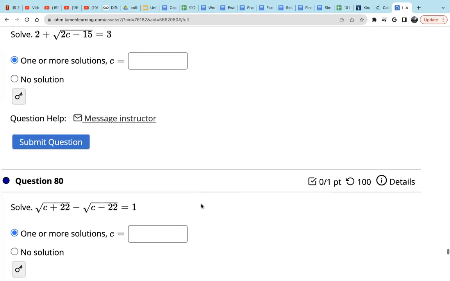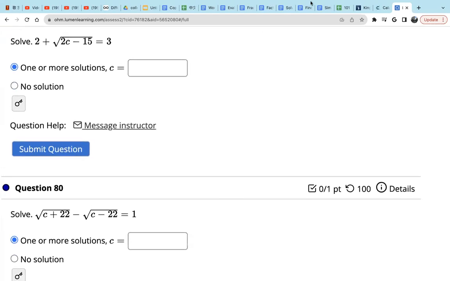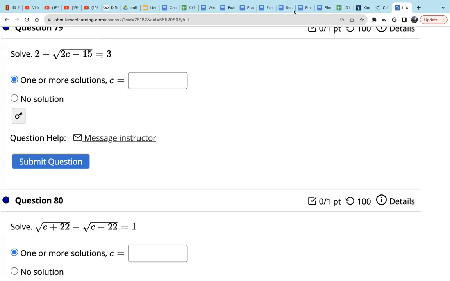This is 79 and 80. 79. Now we have this square root, but we also have a 2 and this addition. So first we're going to move 2 to the other side. So it becomes 3 minus 2, and this side becomes 1. So we have the square root of 2c minus 15 equals 1.